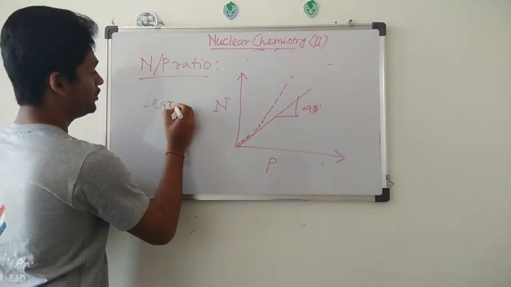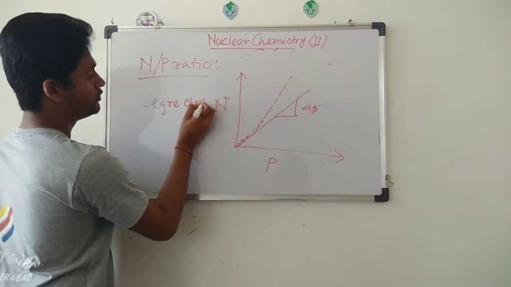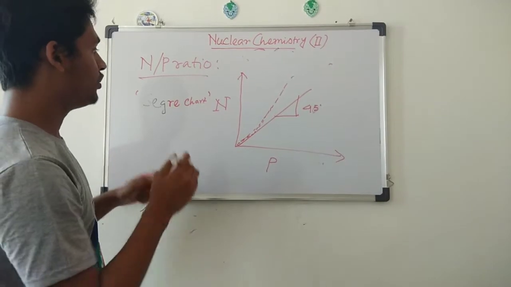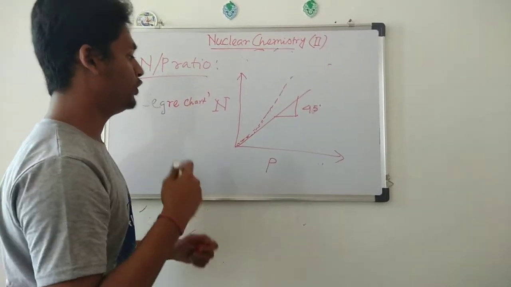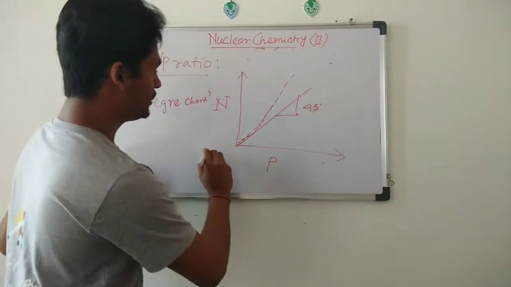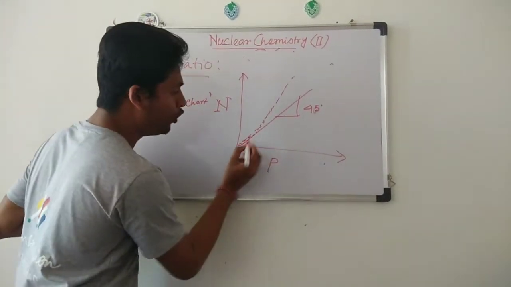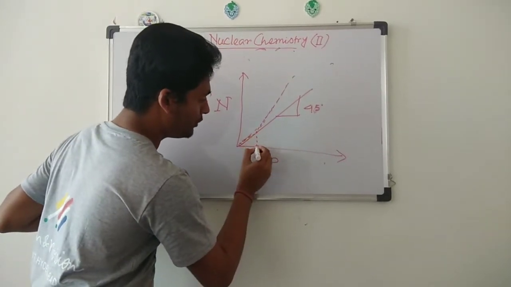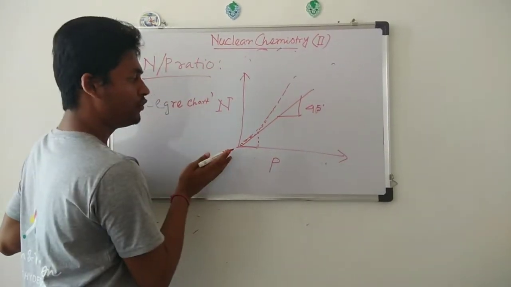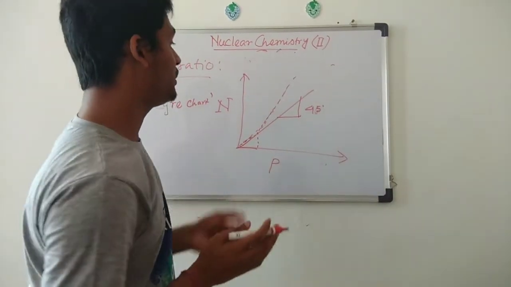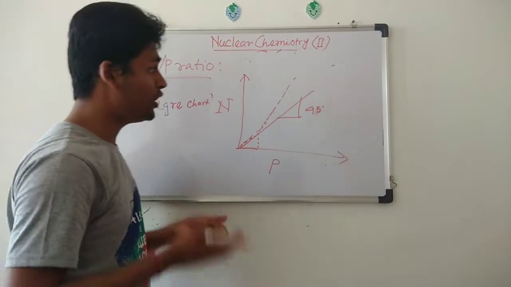So this is called the CSIR chart. What is the CSIR chart? It is the chart of neutron number with proton number. Now if you can see this, in the low atomic number region, where proton number means atomic number also, it is following the 45 degree line. The 45 degree line, I am telling you every time what this is.